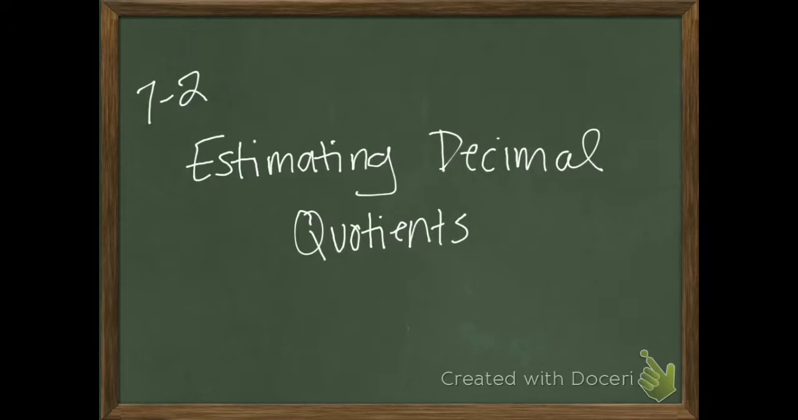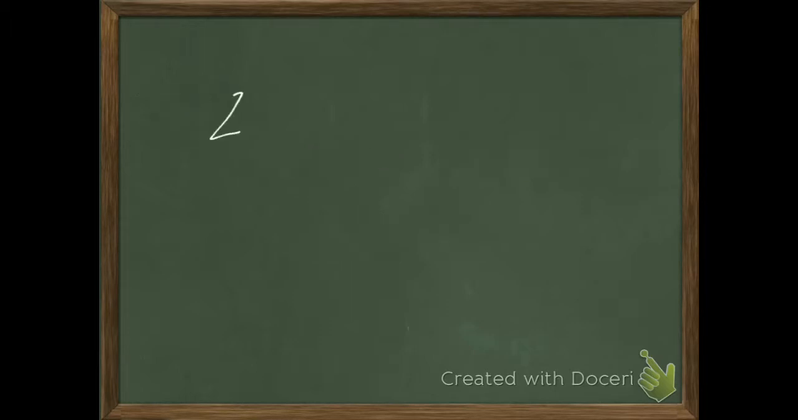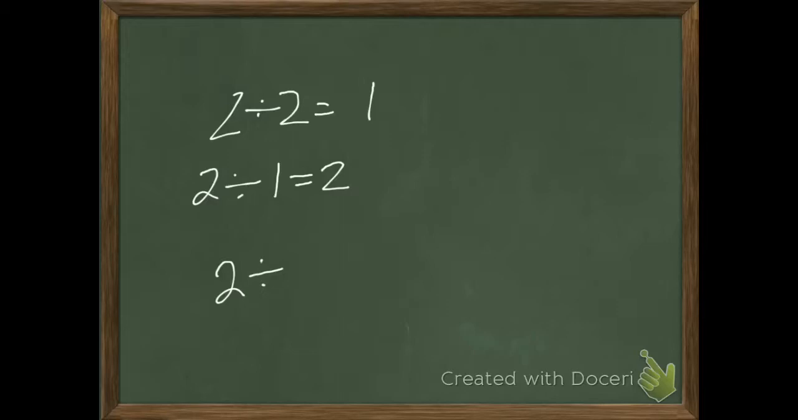So you already know what 2 divided by 2 is. We all know that equals 1. And we know that 2 divided by 1 equals 2. So I want you to think, what does 2 divided by 0.5 equal?